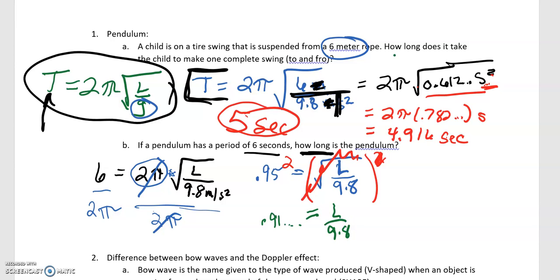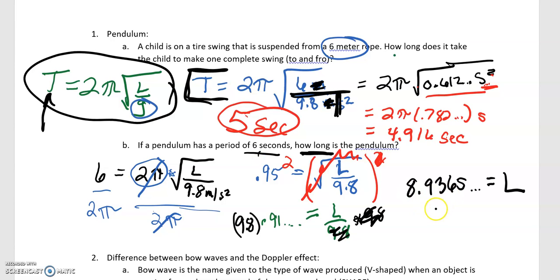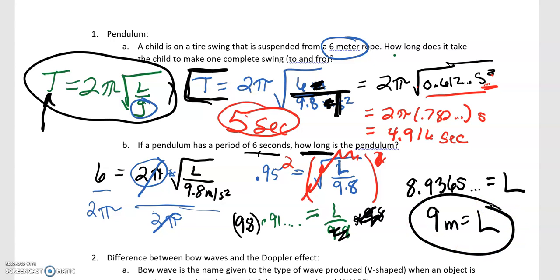So the last thing I have to get rid of is dividing by this 9.8. The inverse of that is multiply by 9.8, so I need to do that to both sides. On the right-hand side, those will cancel out. And on the left-hand side, I get 8.9365 with more decimals is equal to L. Now I need to go back and check how many significant figures I get. It looks like I only get one, so I would round that to 9 meters is the length of my pendulum.